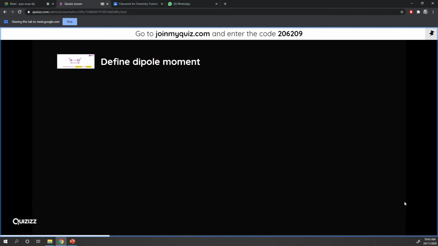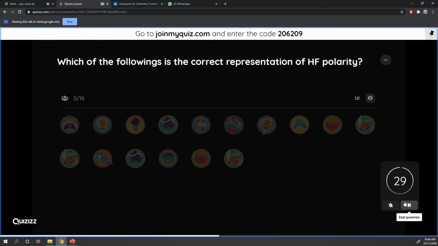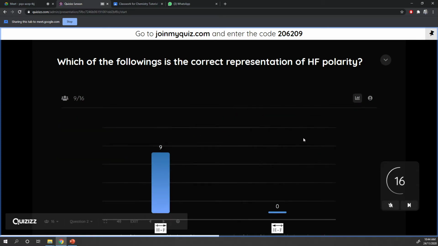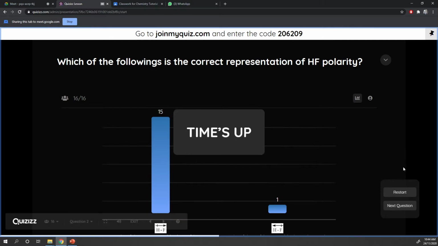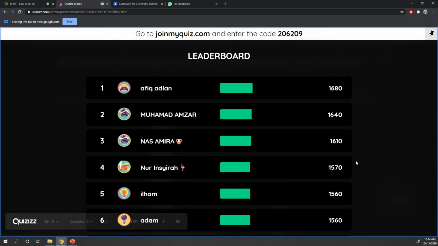So now, let's go to the next question. Which of the following is the correct representation of HF? Which one is more electropositive, which one is more electronegative? H is electronegative. Which one is electronegative? My earlier statement that H is electropositive was wrong.